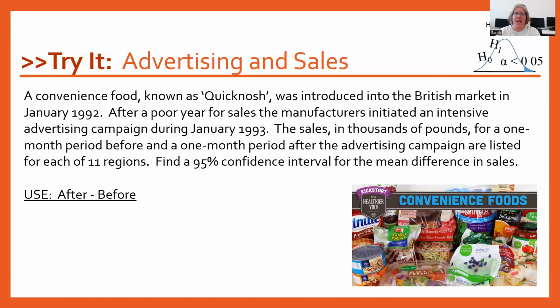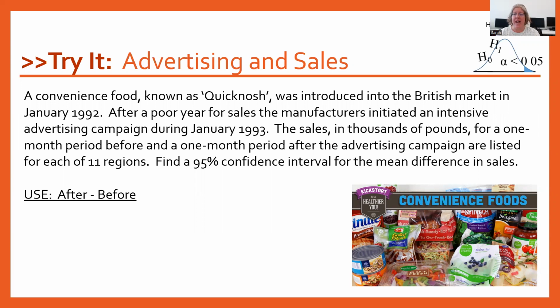Let's look at another example of a paired t-interval. This one is called advertising and sales. A convenience food known as Quick Nosh was introduced into the British market in January 1992. After a poor year for sales, the manufacturers initiated an intensive advertising campaign during January of 1993.